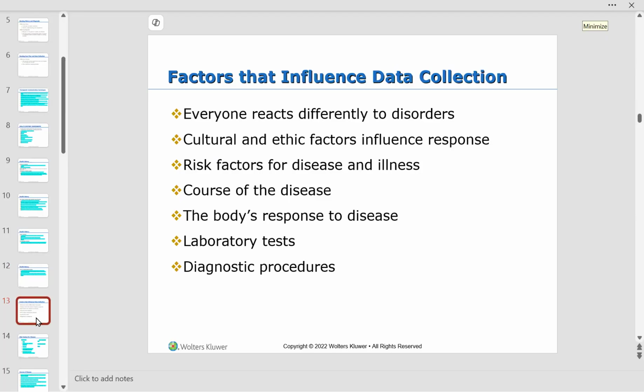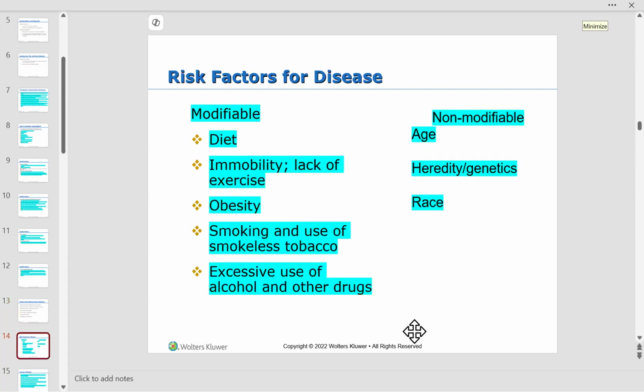There are different factors that influence the data collection. Sometimes cultural factors. Remember to be culturally empathetic. Try to make sure that you're talking to the patient at their level. And then know the risk factors for disease so you can explain it.